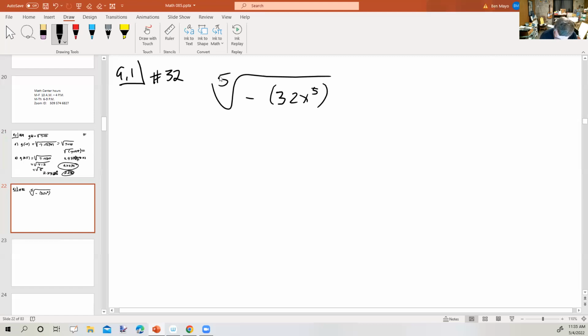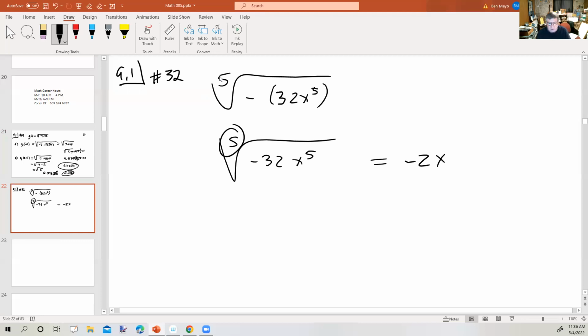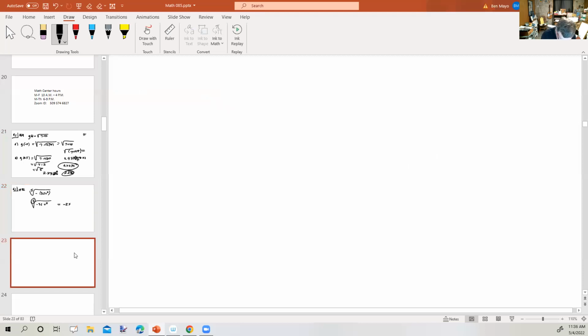Now, negative the quantity 32x to the fifth would be the same thing as negative 32x to the fifth. The fifth root of negative 32 would be negative 2, and the fifth root of x to the fifth would be x. And I see what the problem was. You put absolute value bars on it, but you wouldn't use them here because you're taking an odd root. If it was an even root, then yes, you'd need them. But for an odd root, you can get a positive or a negative answer. Right. Okay. We good to go on that? Yes. Okay, well, then let's go on to section 9.2.